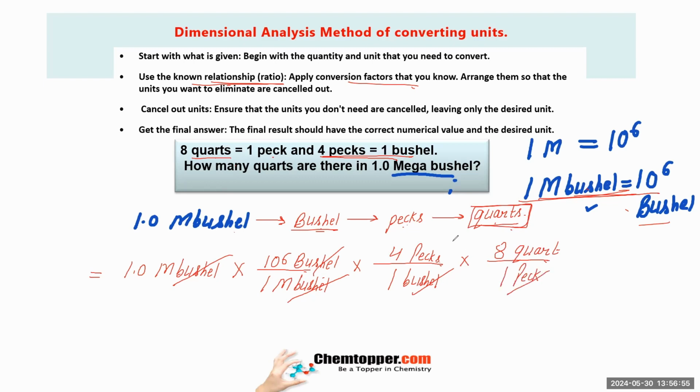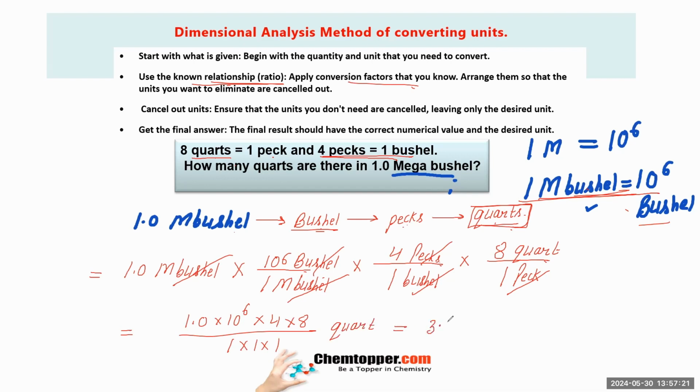Now pack and pack cancelled. Now check all the numbers in the numerator: 1.0, 10 raised to power 6, 4, 8 divided by, in the denominator, we have only 1. And the unit left is quart. Now you can solve it.